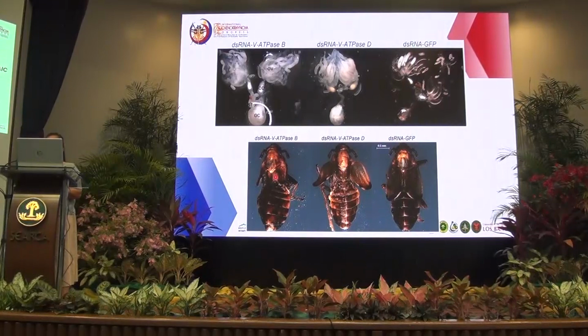And you see here the effect of RNAi on the female reproductive organs. The ovaries of the female adults injected with double-stranded RNA targeting ATPase B or D had deformed ovaries, and they are full of fat tissues compared with the control. Also, when we observe the wings, there are deformed wings for the insects that are injected with ATPase B or D.